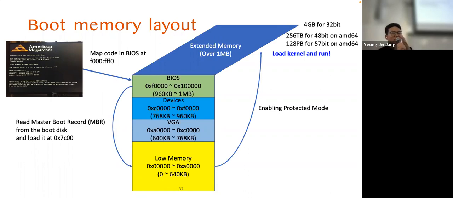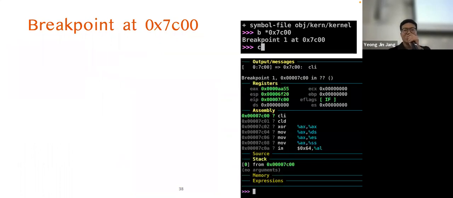And then I just visually described this step, but you can actually take a look at the code for all the operations. If you want to skip the BIOS execution, you can just set a breakpoint at 7C00 and then continue to run it in GDB. Then it will stop exactly at 7C00.